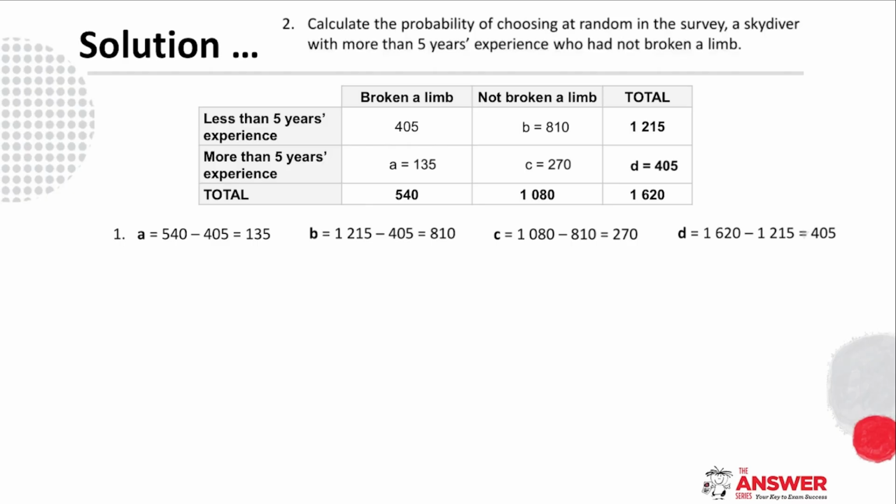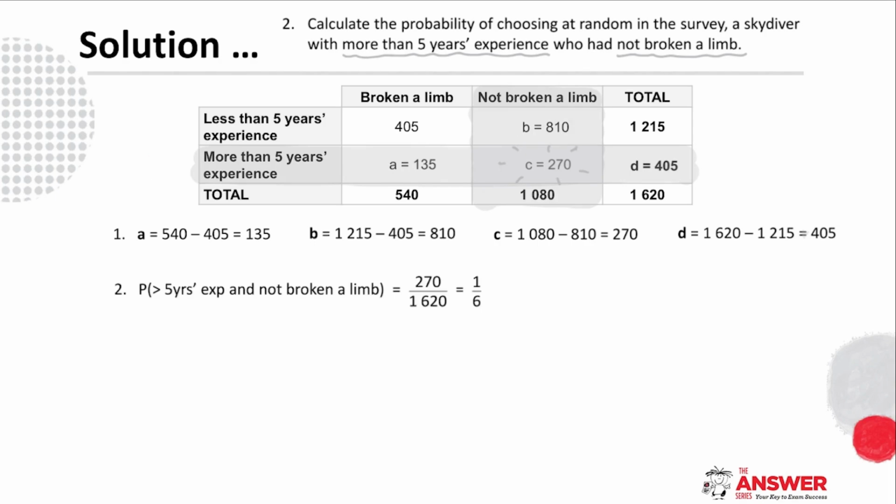So question 2 asked us to calculate the probability of choosing at random in the survey a skydiver with more than 5 years' experience who had not broken a limb. And so we go to the table and see where these two conditions meet. Our numerator is then 270, and we're choosing at random from all the skydivers, so our denominator is 1,620. This fraction then simplifies to a sixth.